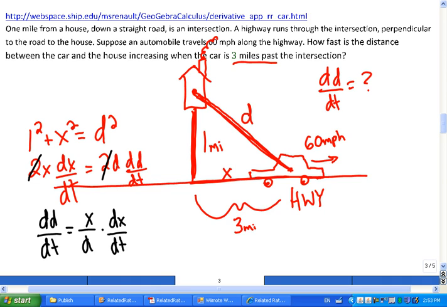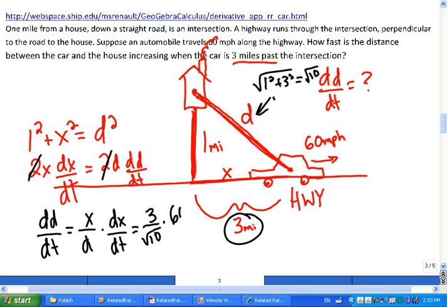Yes. Phew, okay. So I know that x at that particular instant is 3 miles. I can figure out that d would have to be the square root of 1 squared plus 3 squared, so that'll be root 10. So this is going to be 3 over root 10, and the car is moving at 60 miles per hour.